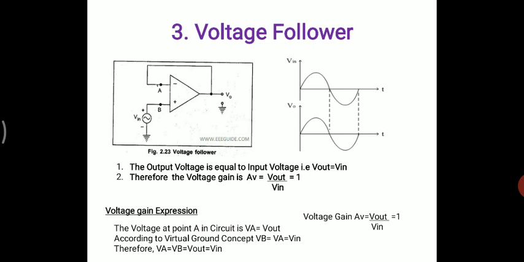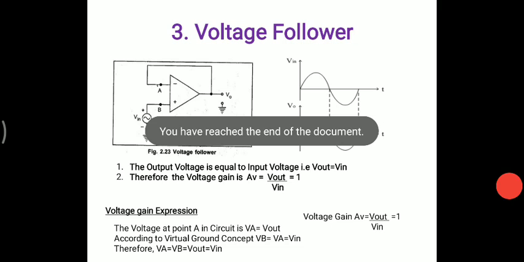Because of the voltage gain being 1, we are calling this voltage follower a unity gain amplifier also. Unity is nothing but 1, where the voltage gain is 1. That's why we are calling this op amp configuration a unity gain amplifier. And the application of this voltage follower is that it can be used wherever impedance matching is required between two circuits. At that time we use the voltage follower circuit. Thank you.